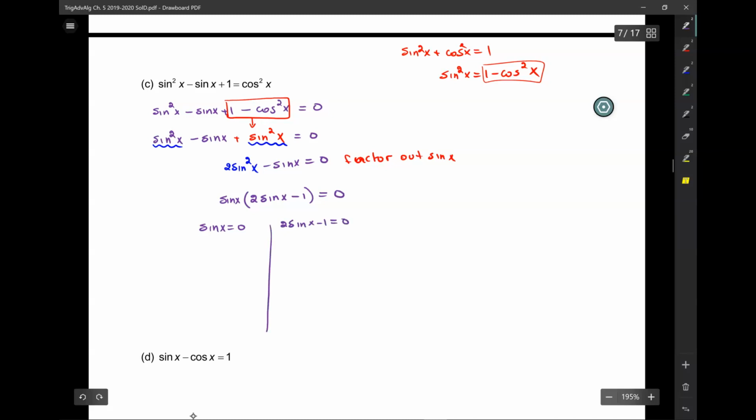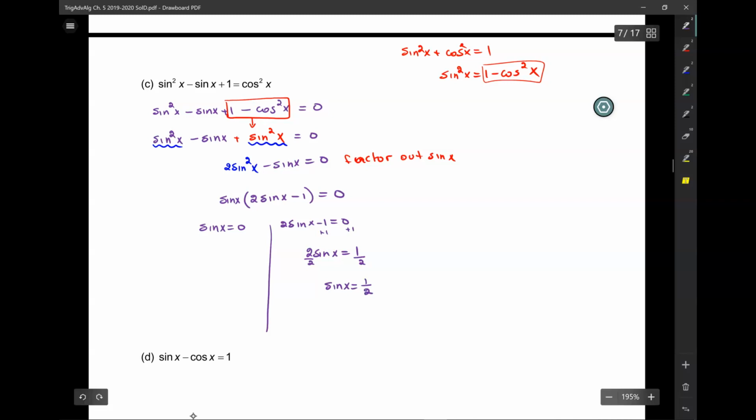Okay, so this one is already solved for me. Sine x equals 0. Here, add 1, add 1. 2 sine x equals 1. Divide by 2. Divide by 2. Sine x is 1/2.